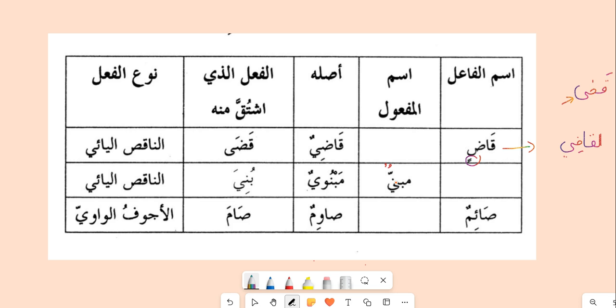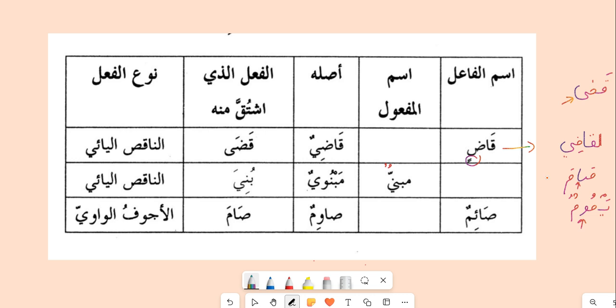Second one is the sa'im, as-sa'imun. So we have sama, this is yasumu. You should know the present tense, yasumu. So it changes to waw. What kind of verb is this? This is ajwaf al-wawi. Here it's not given, so I'm doing it on my own.